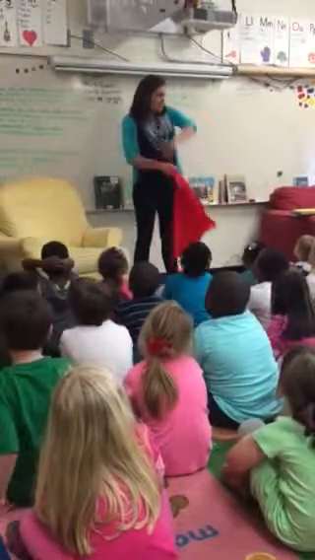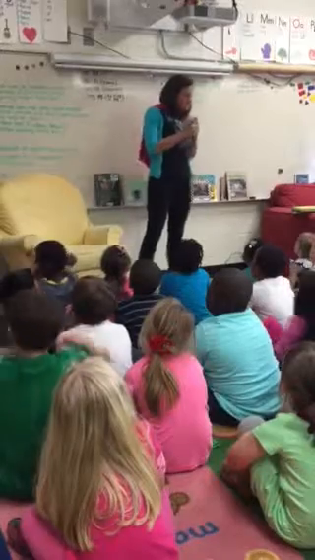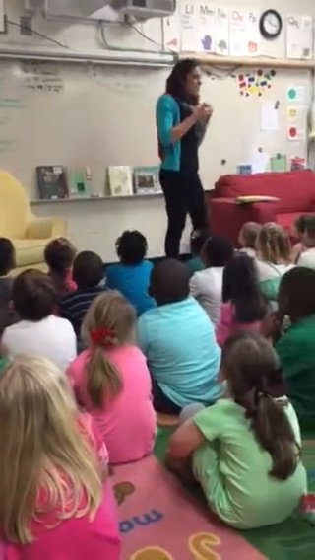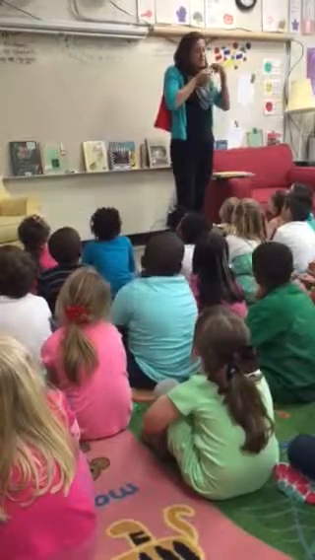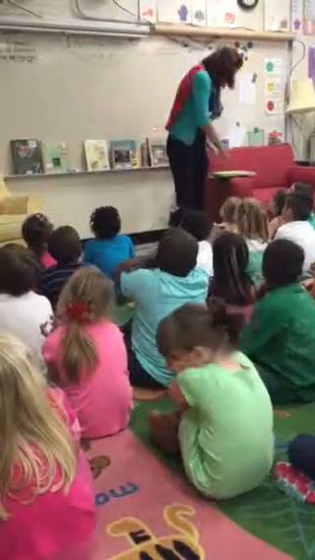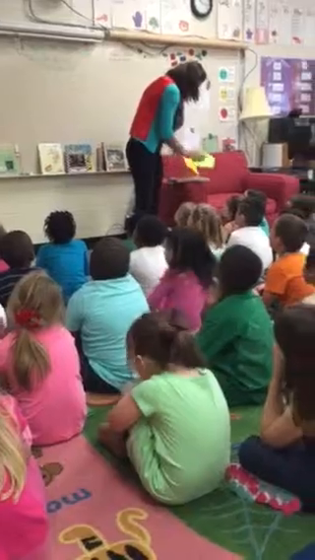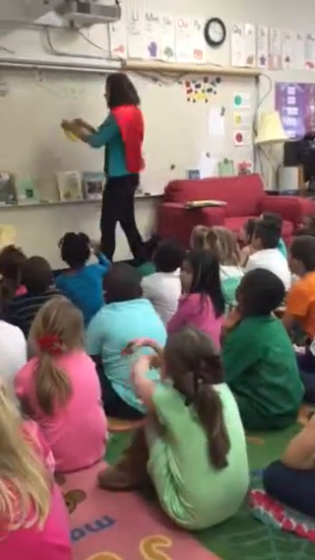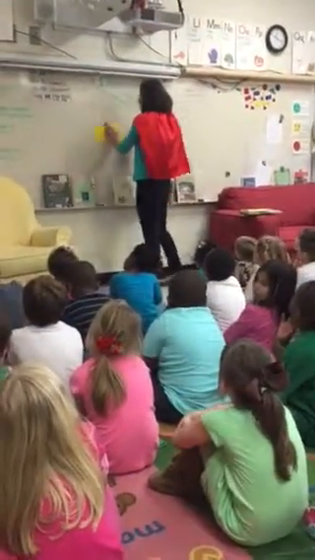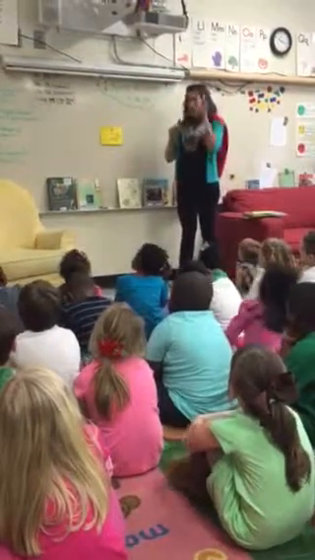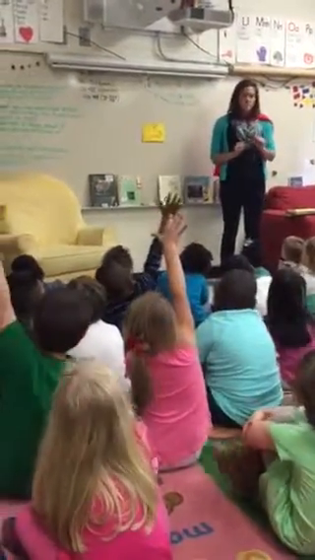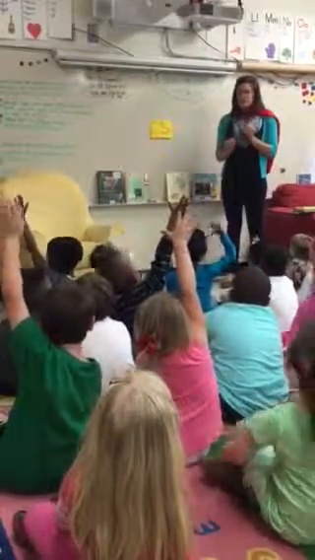And I brought out the super cape because we are super readers. And I want to review a little bit about what we've been learning this week. This week we learned about how to get to know the character a little bit better. So when we get to know the character a little bit better, what do we use? There are 3 things we use. Can some friends remind me, what do we use?